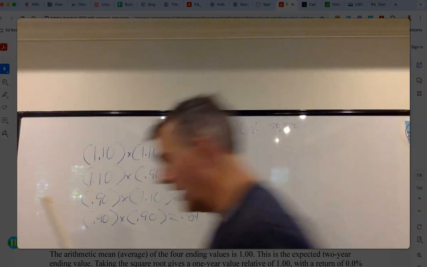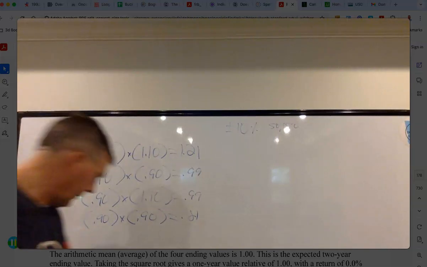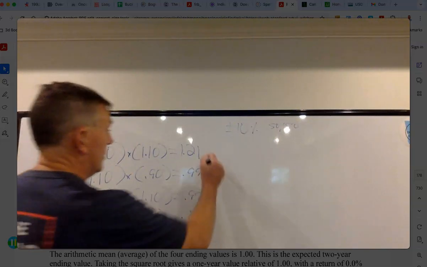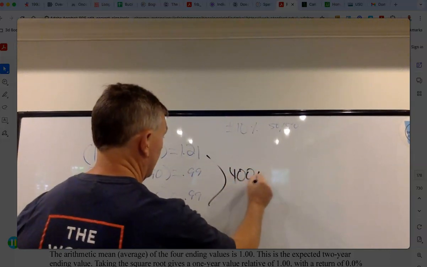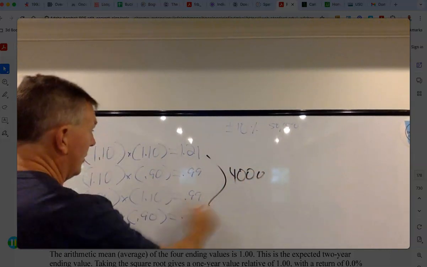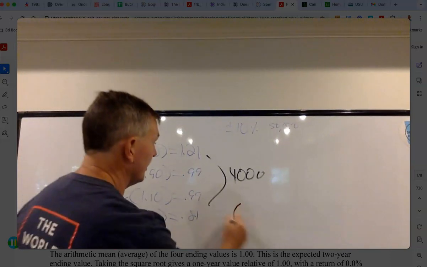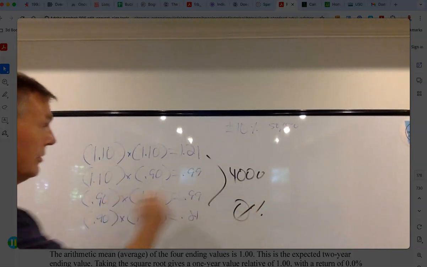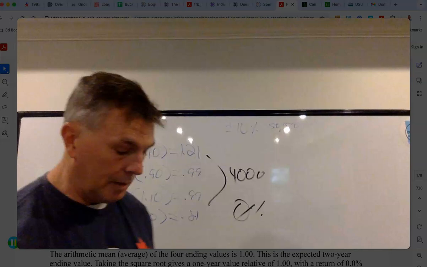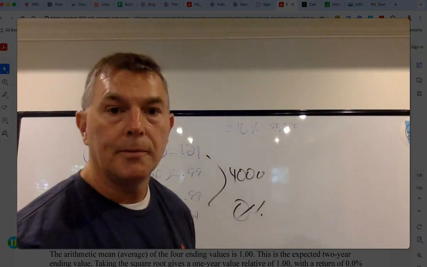So $1,000 invested in all these would give you, what's that, 4,000 bucks. In fact, very simple: you add up all these and divide by 4, and you get a 0% rate of return. You invested $4,000, you ended up with $4,000. Your average rate of return is 0.